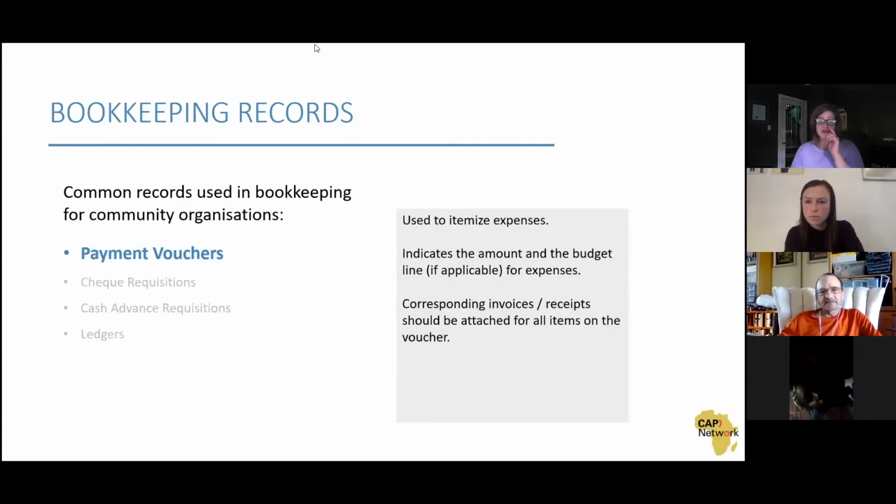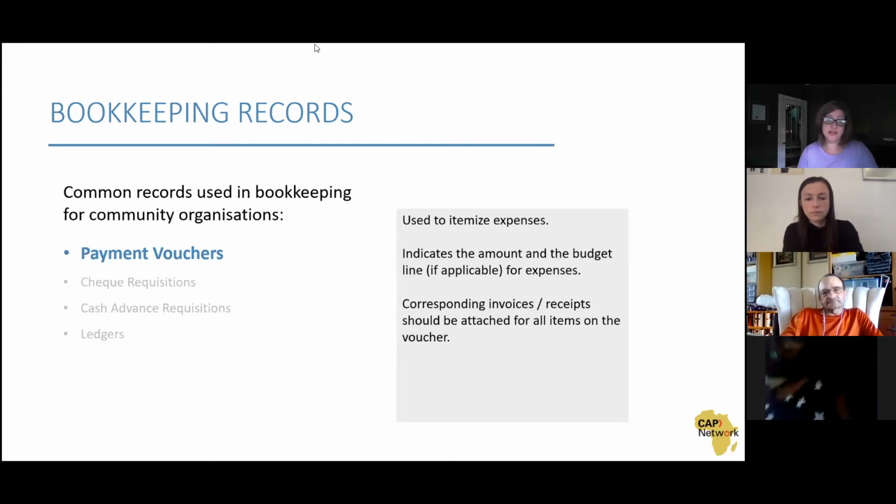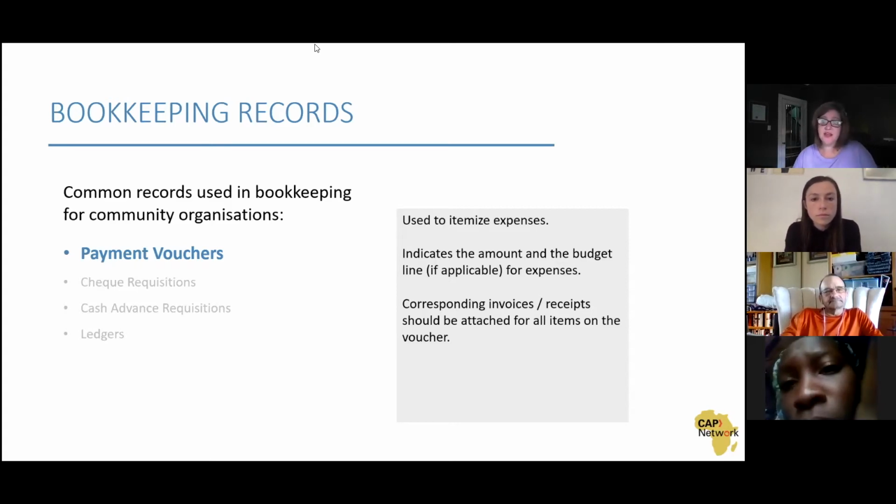Okay, so these are the common pieces that you should have in place. These are pretty standard, and these would be the kinds of documents that an auditor or a partner who's looking to do a spot check, say, of payments or expenses related to a project that they have funded, are going to be looking for for every debit that you have in your account. The first is a payment voucher.